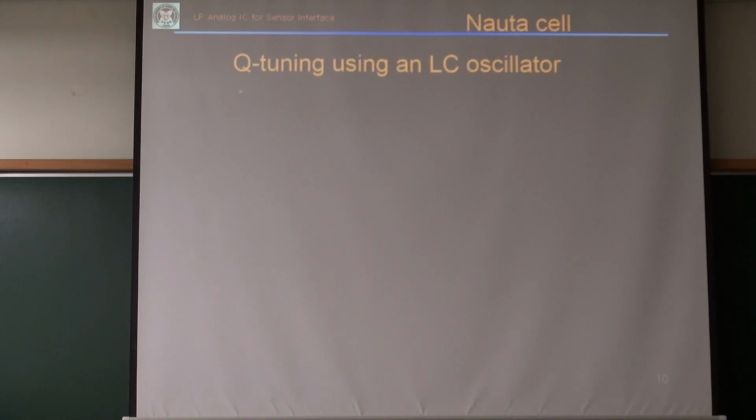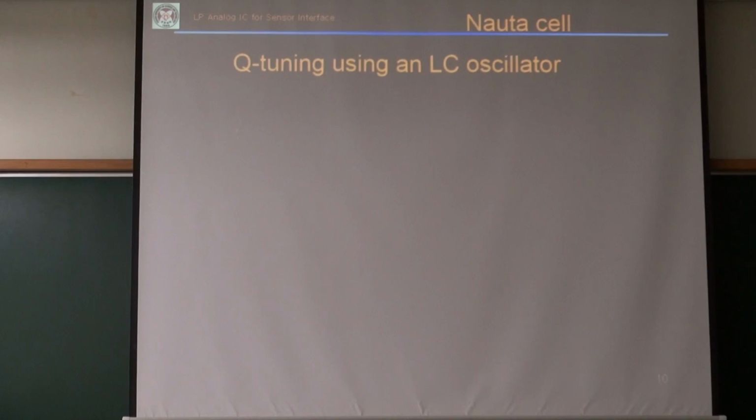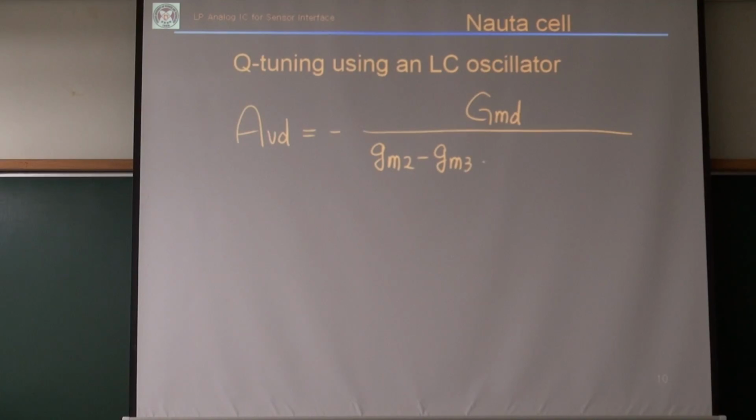To achieve large differential mode voltage gain. Okay, so in a differential mode voltage gain, we may have some negative sign. Driver transconductance GM2, GM3, plus all those arrow things.